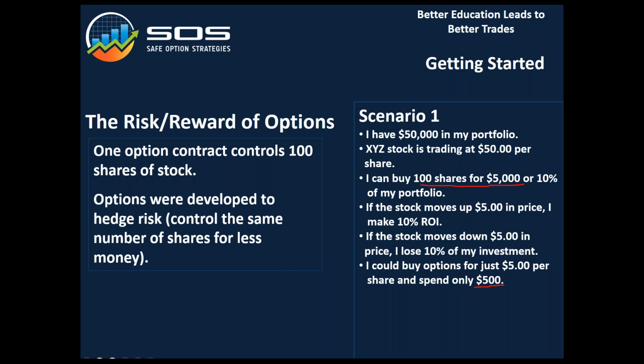Now, the same move up in the stock price could result in approximately the same profit. If that stock went up $5 per share, like we were hopeful for, chances are I could make a similar return. It's not going to be exact because I'm going to have to subtract out some of the price of that option.